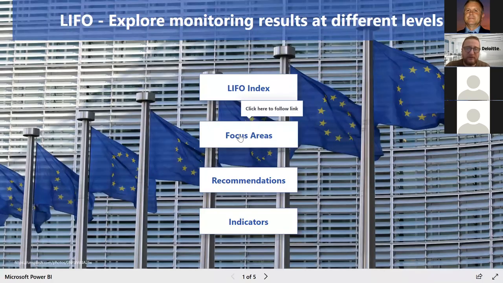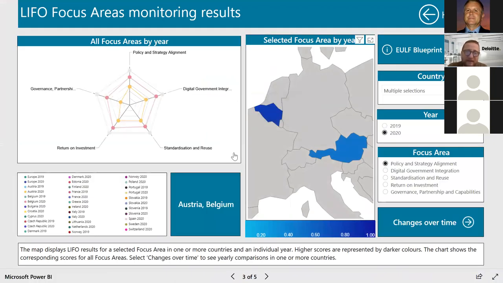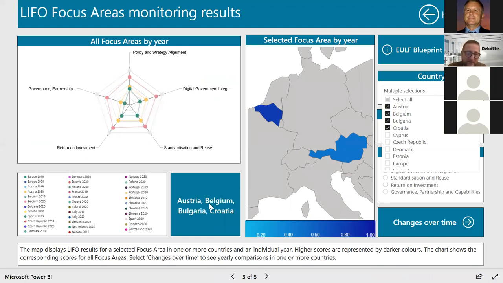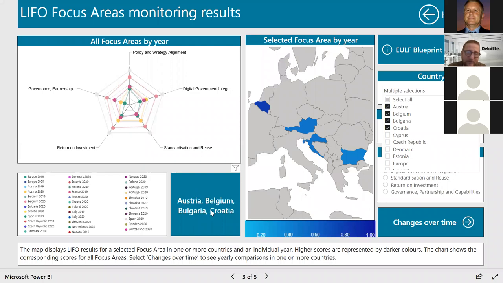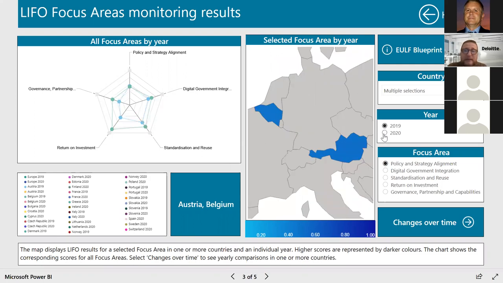Then looking at focus areas, there's the dashboard allowing you to navigate through the results of the indicators by focus area. Here you can again select the countries you are interested in. The selection is displayed also in this box to make it clearer, and also in the heat map. You can also select the year you're interested in, as we said before, and the focus area you are interested in.